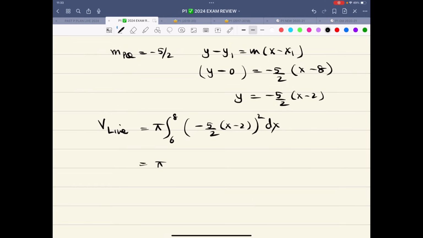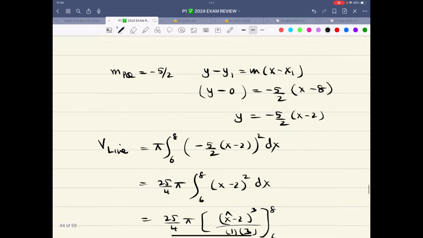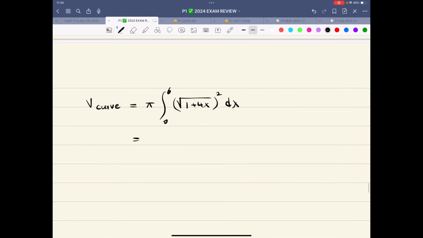Let me simplify it further. This is 5 over 2 after squaring. That becomes 25 over 4. Take it on the outside. Pi is still there. This is 6. This is 8. This is (x minus 8) whole squared, dx. Now integrate. 25 over 4 pi. This is x minus 8. Raise the power by 1. Divide by the new power. Divide by the coefficient of x. And then plug in the limits 6 and 8. And you leave the answer in terms of pi. Volume under the curve, that is first squared, so this becomes 1 plus 4x. dx, the square root disappears.